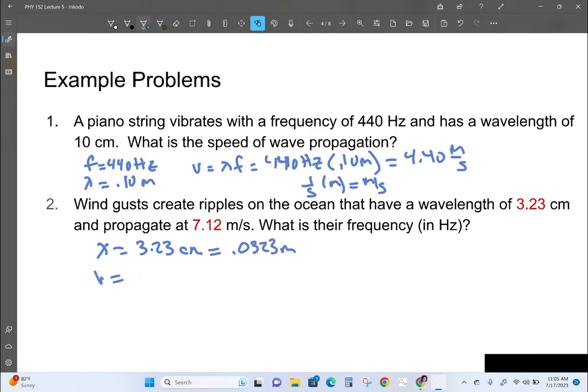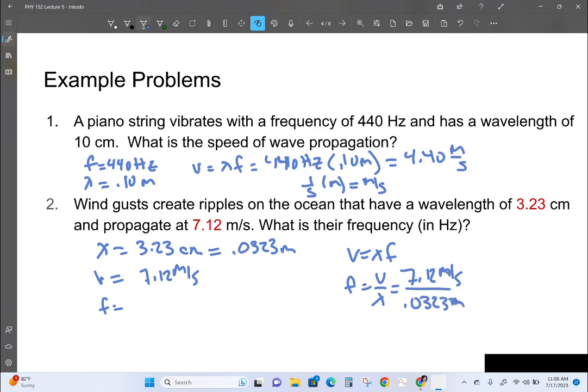And it has a propagation speed of 7.12 meters per second, and we want to know the frequency. So v equals lambda f. f is going to be equal to v over lambda, or 7.12 meters per second, and you need to make sure that you're dividing by the meters because the speed is in meters. This is what we mean by dimensional analysis, right? Understanding how the units work.